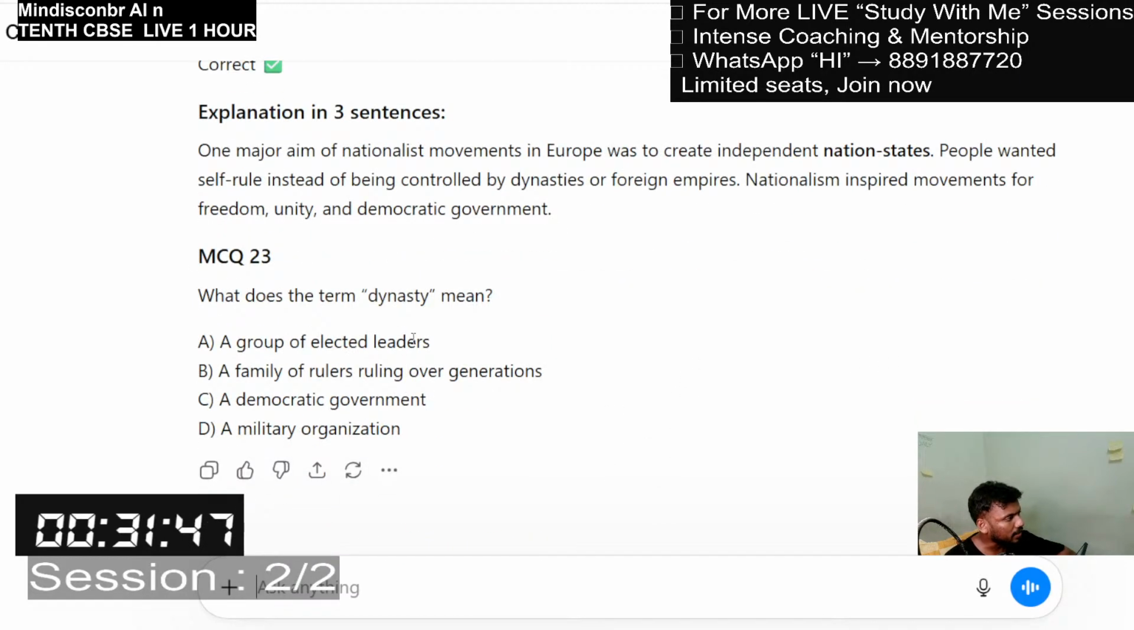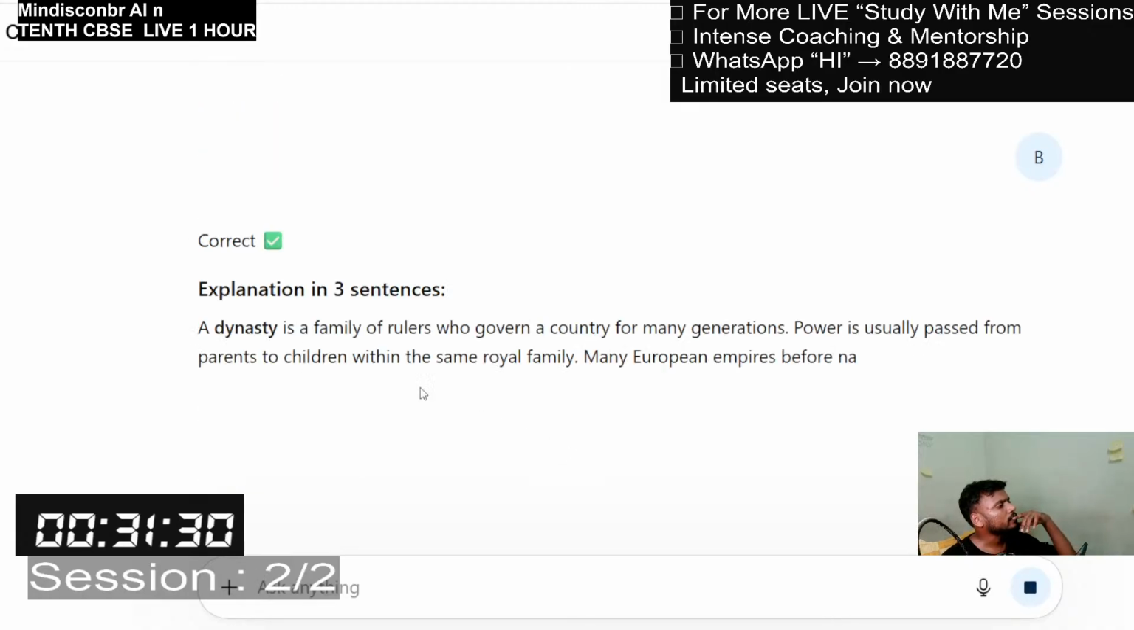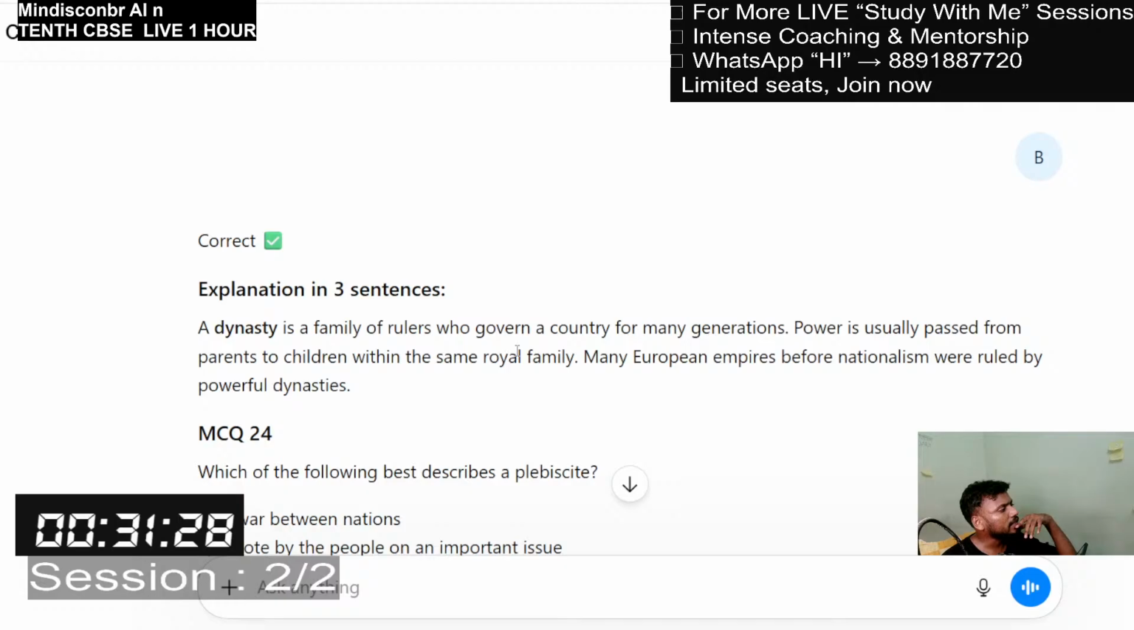What does the term dynasty mean? A group of elected leaders, a family of rulers ruling over generations, a democratic government, a military organization. I also think a family of rulers ruling over generations. Yes. A dynasty is a family of rulers who govern a country for many generations. Power is usually passed from parents to children within the same royal family. Many European empires before nationalism were ruled by powerful dynasties.